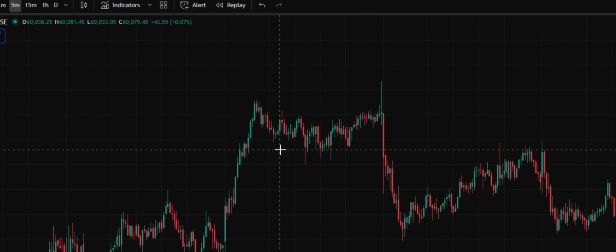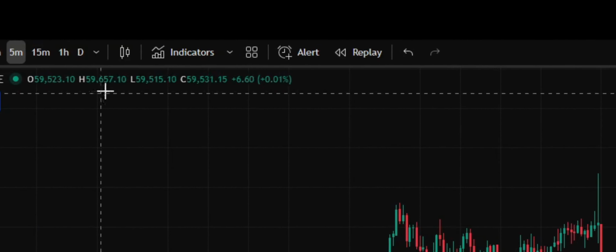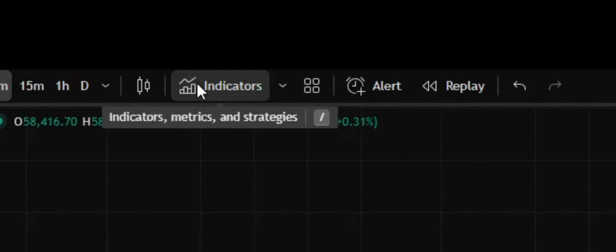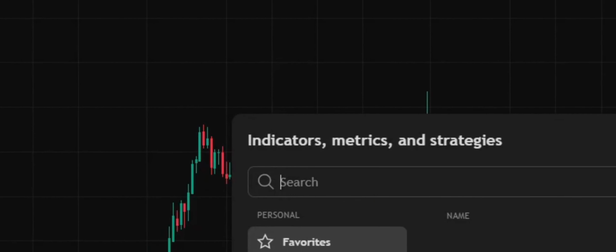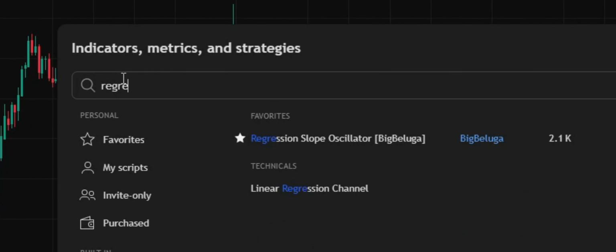Okay, right now, I'm going to show you guys one indicator that will transform your Bank Nifty trading. Go to the Indicators tab. Type in Regression Slope Oscillator by Big Balooza.